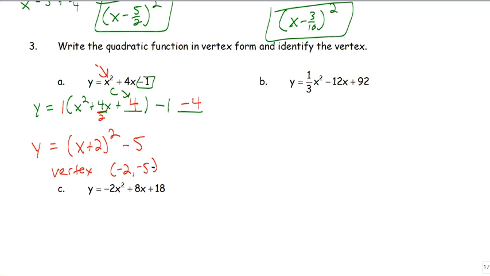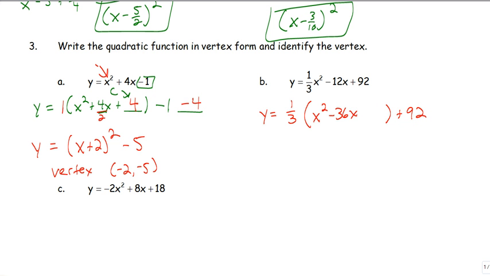Alright, now on part B we have a problem. The problem is we have a 1/3 x in front. We have to factor that out. You can never do this with a coefficient other than 1 in the front. You have to take it out. When you take that out, it's like you're dividing it out. So when you divide negative 12 by 1/3, it actually gets bigger. Okay? And I'm only taking it out of those two things. The 92 is kind of hanging out by itself.